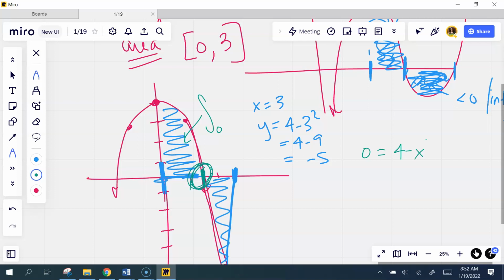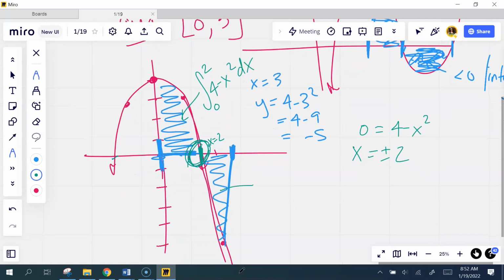So 4 minus x squared equals 0. So x should be plus or minus 2. I don't need that negative one because it's over here, right? So this should be x equals 2. So I'm going to go from 0 to 2 of 4 minus x squared. Do we all agree that that would give me the area here?